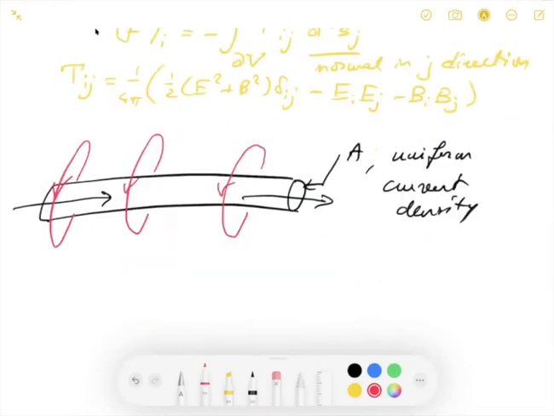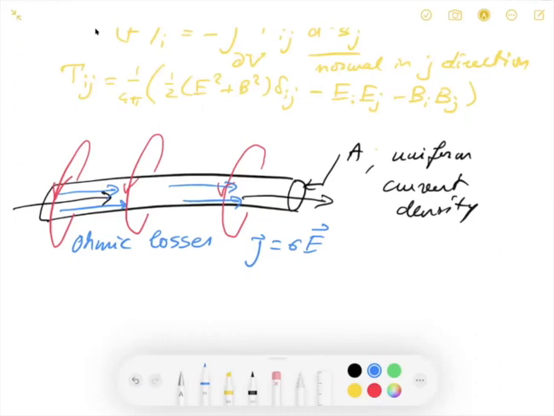So if we have ohmic losses, let me draw that, then we have a current density J, which is sigma times E. And that means that we have our E field running in the same direction here. And now we have both the E field and the B field right at the edge here. So at the edge, we will get a contribution from the Poynting vector.